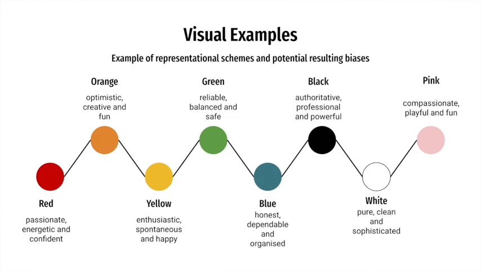Blue is honest, dependable, and organized. Black is authoritative, professional, and powerful. White is pure, clean, and sophisticated. And pink is compassionate, playful, and fun. These are all visual examples that could have potential in resulting biases, but these are things that we wanted to make you aware of.